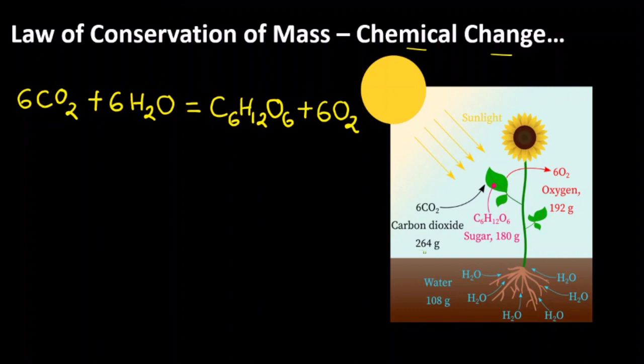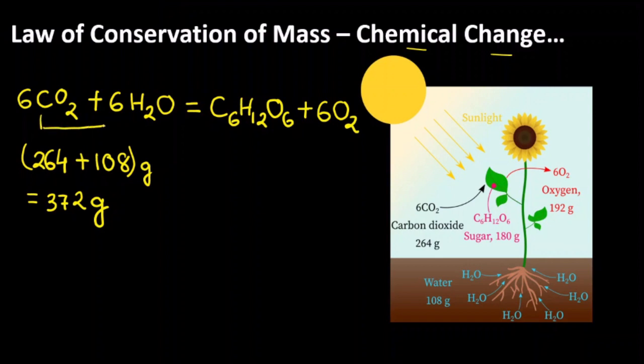From the picture, we can see the amount of carbon dioxide and the amount of water required for the reaction to take place is given here. So I will just use the values from the picture. According to the picture, carbon dioxide is 264 gram plus water is 108 gram. So if we add them, we are getting a value of 372 gram. So this is for the reactant side.